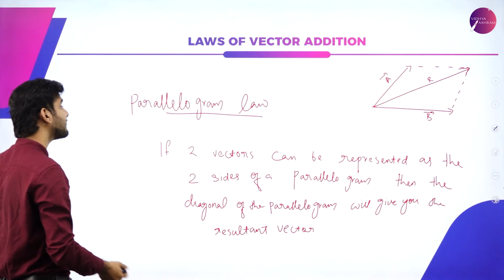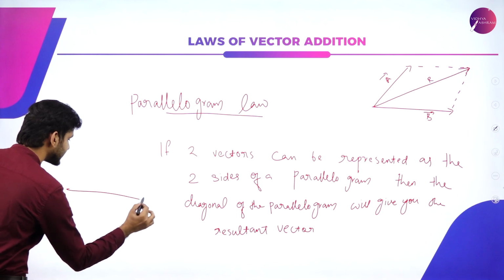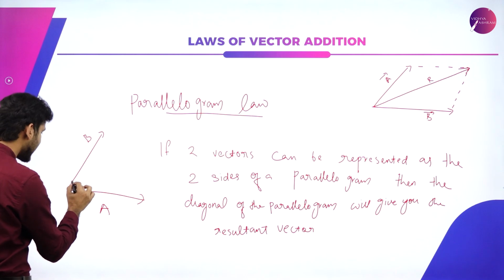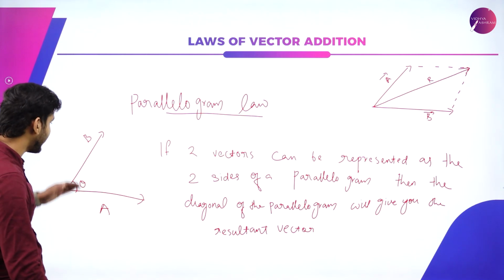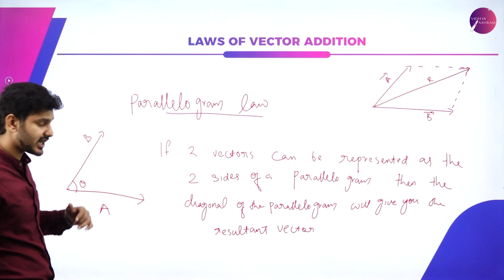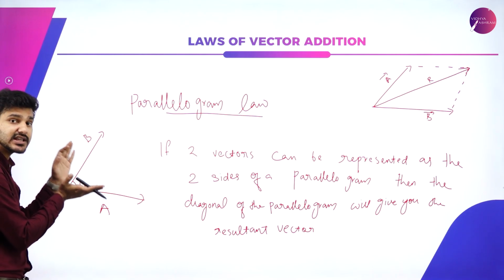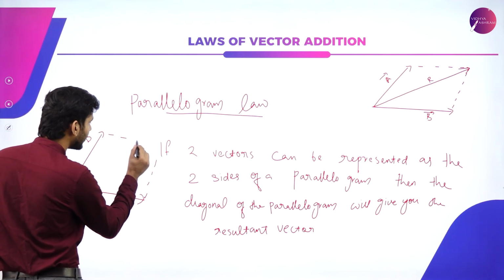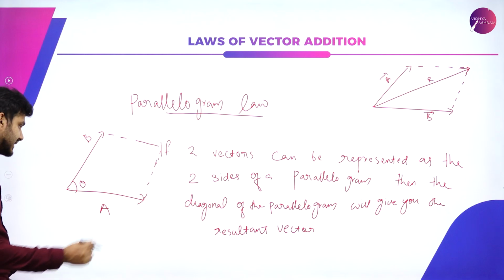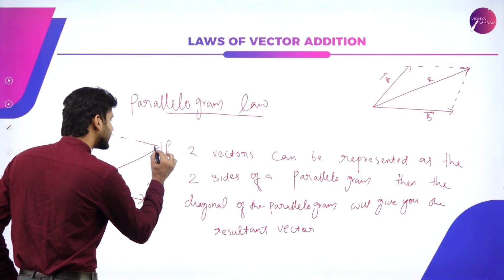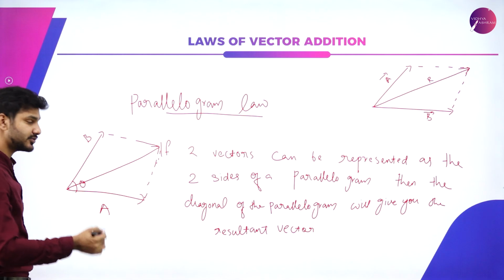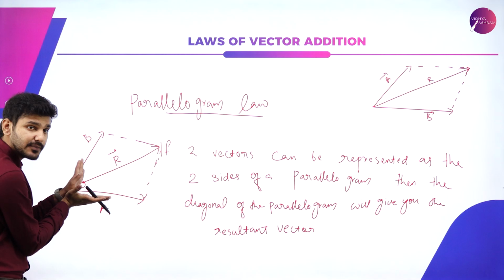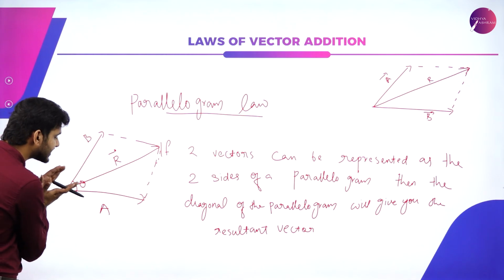And that is, if we have two vectors, let's say we have a vector A and a vector B at an angle theta. Now, if these are representing the two sides of a parallelogram, then we can make it into a parallelogram like this. Then we can say that the diagonal drawn like this will give you the resultant of those two vectors. That is, if two things are pulling on some object like this, then the resultant will be in this particular direction.